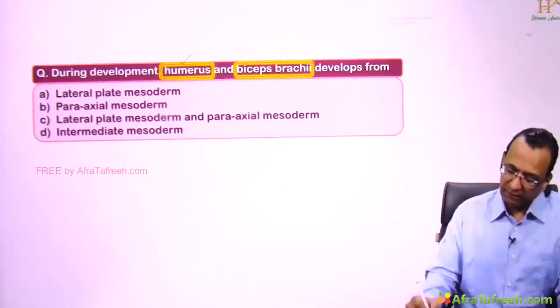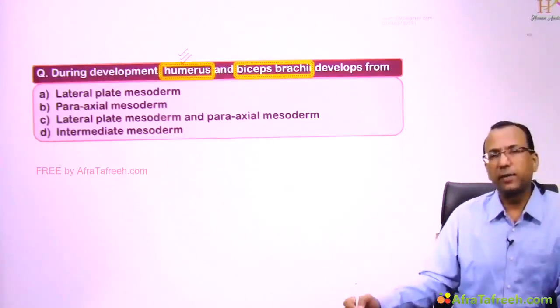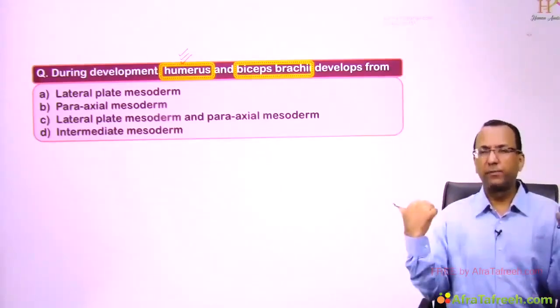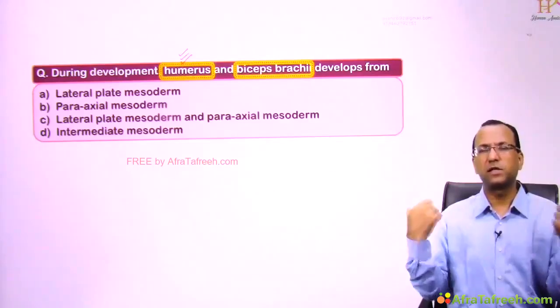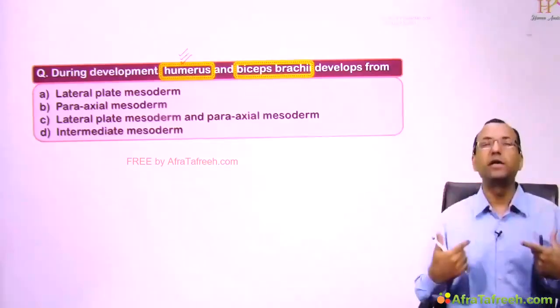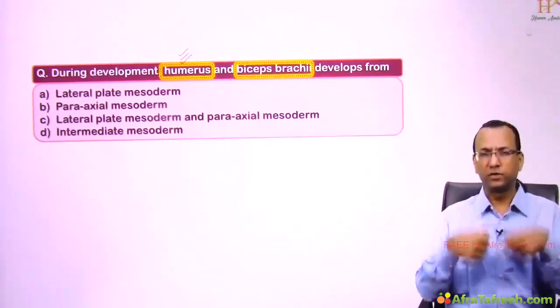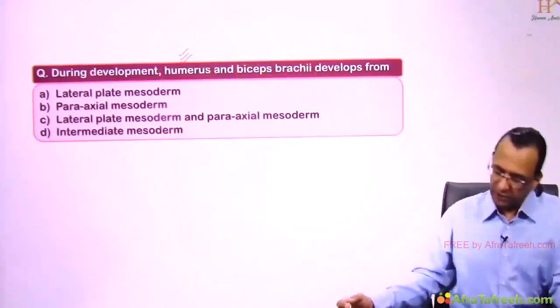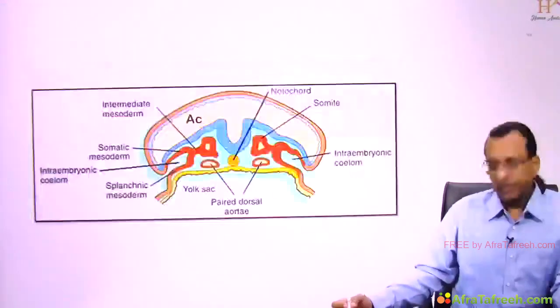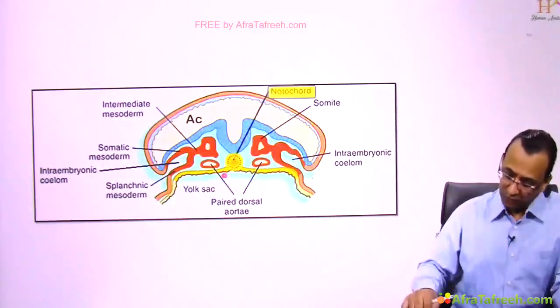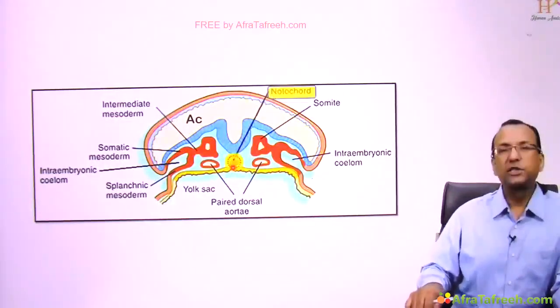If you remember, we have discussed in embryology that the upper limb, lower limb bones are appendicular skeleton and they will develop in the lateral plate mesoderm. Whereas the muscles, the skeletal muscles of entire body come from para-axial mesoderm. You remember this diagram which we have discussed earlier? It was a transverse section of the embryo and we were talking about the notochord. Notochord, which is the axial mesoderm.